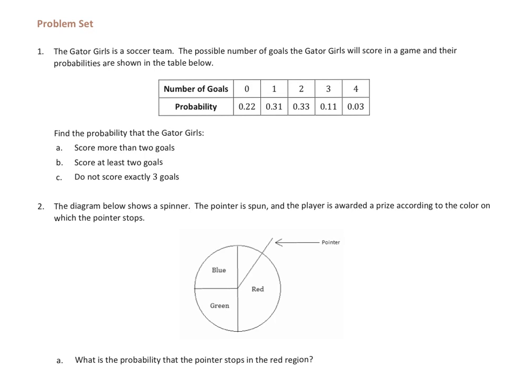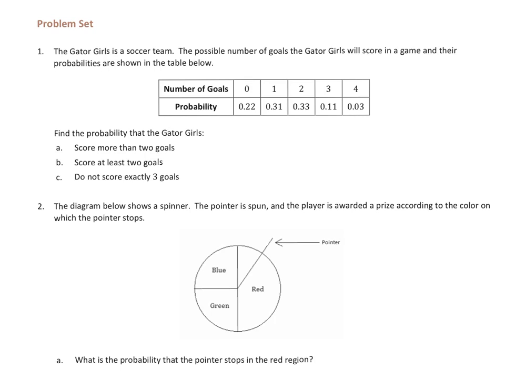We're looking at the problem set for SP Lesson 5 from Eureka Math or Engage New York. The Gator Girls is a soccer team. The possible number of goals the Gator Girls will score in a game and their probabilities are shown in the table below.